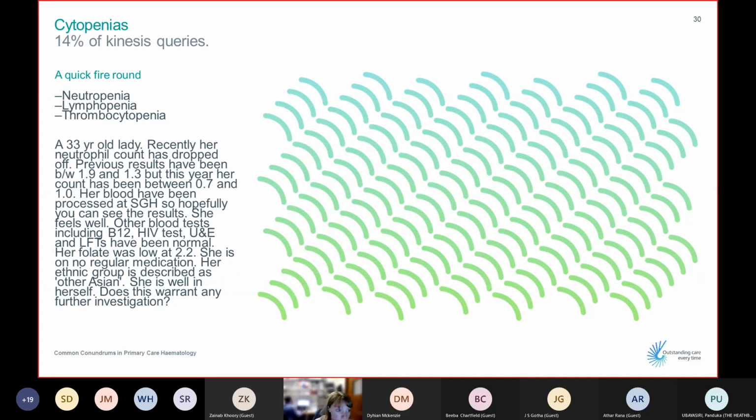So this is a query that's taken from Kinesis about cytopenias, and it's a 33-year-old lady who has recently dropped her neutrophil count. It's always been a bit low, but consistently been below 1 for the past year. Her B12 is normal, her HIV test is negative, and her LFTs and UNEs are okay. Her folate level is low at 2.2. She's on no regular medication. Her ethnic group is described as Other Asian, and she is well in herself. Now, does this warrant any further investigation?